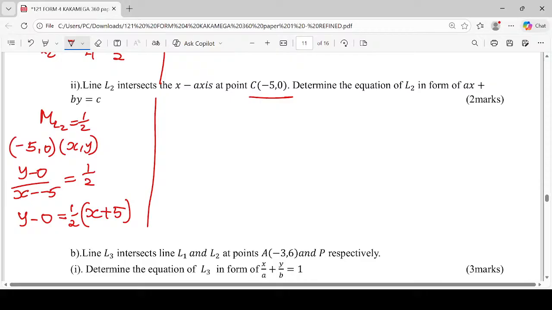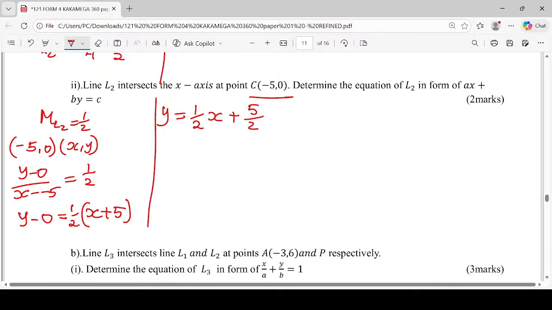When you cross multiply, this means y minus 0 is equal to a half into x plus 5. So y minus 0 is y, and we have y equal to a half x plus 2.5. But now, when you look at it, they want it in the form ax plus by. Let me change this 2.5 and use 5 over 2. Let me maintain it as 5 over 2.